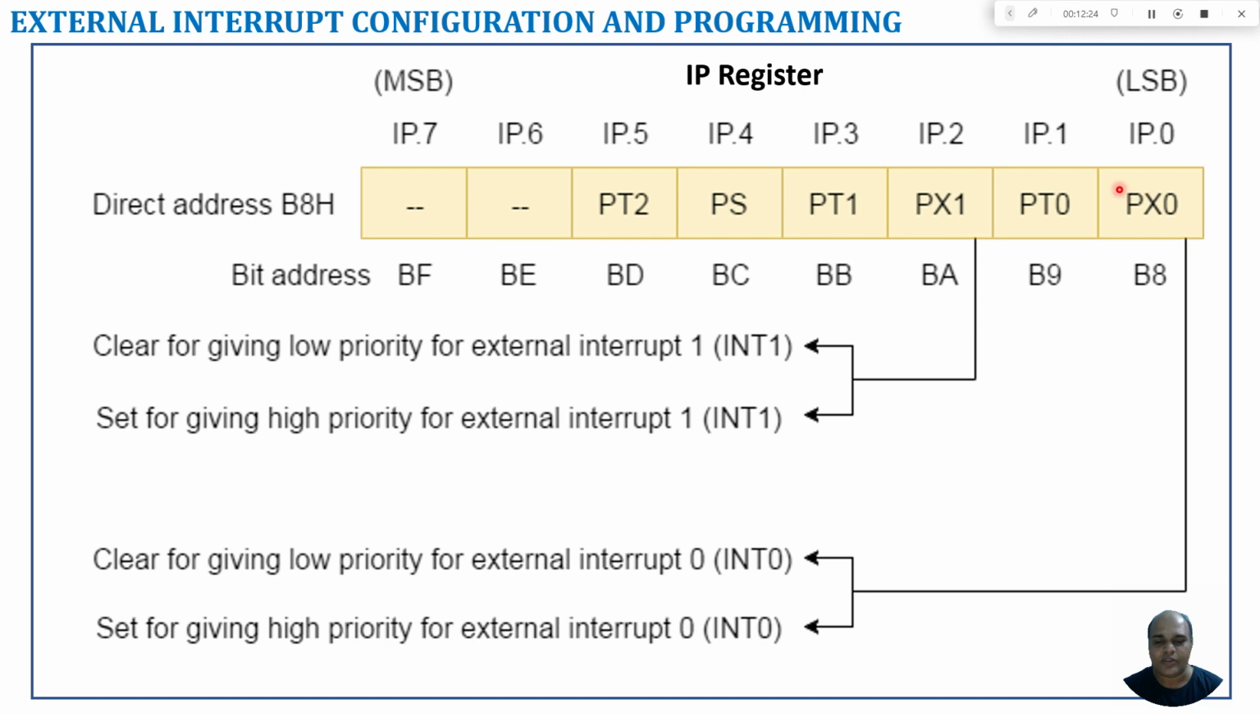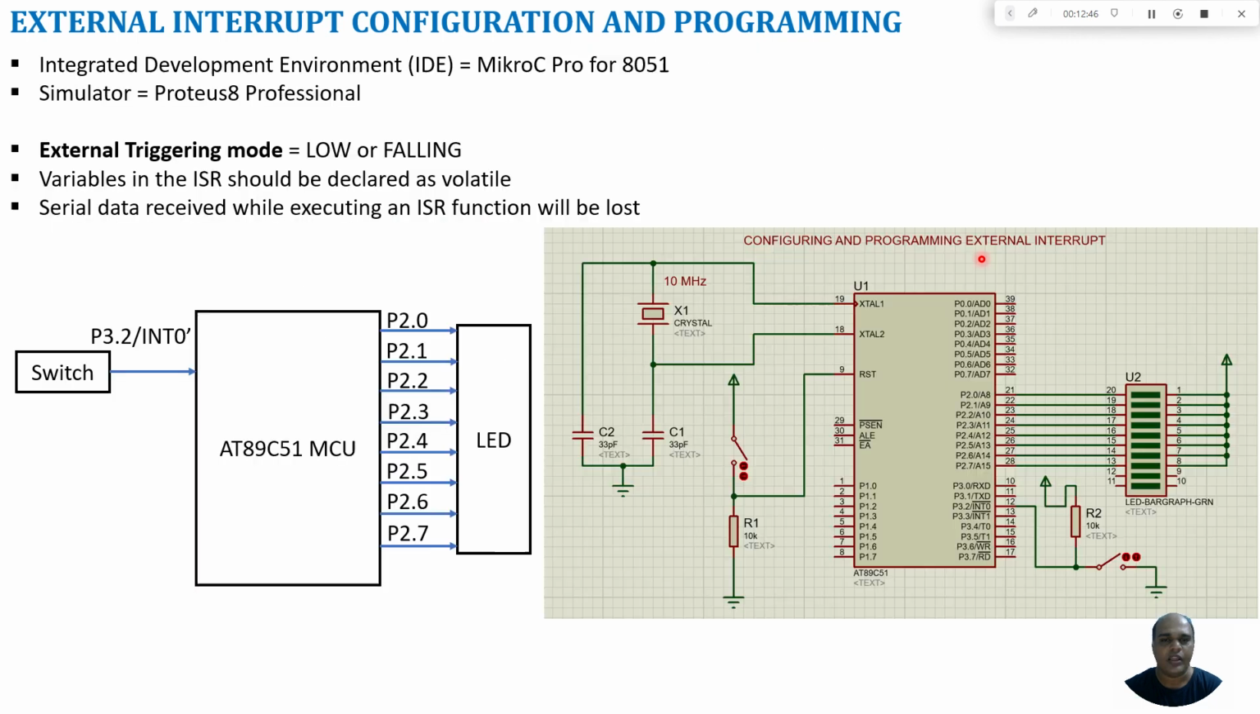So level 0 means it is a low level interrupt, level 1 means it is a high level interrupt. In the same way, all the other interrupts can be either low level or high level interrupts. So logic 0 to the bit will make it a low level interrupt, logic 1 to the bit will make it a high level interrupt.